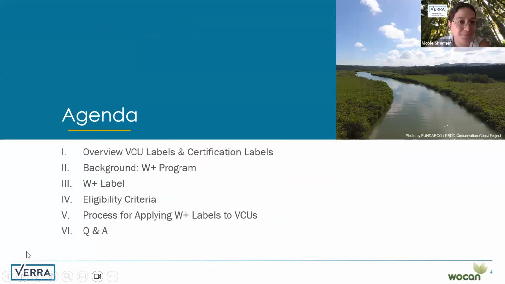Okay, I'll give everyone a quick overview of the agenda and the topics that we're going to cover today. We'll start with a little bit of background on VCU labels and what they are, and what certification labels are. Then we'll talk about the background on the W+ program, or W+ standard, and the W+ label itself. Then we'll get a bit more specific. We'll go into the eligibility criteria and the process for applying W+ labels to VCUs. And we'll wrap up with that Q&A.